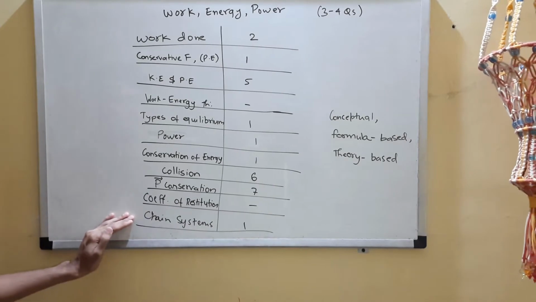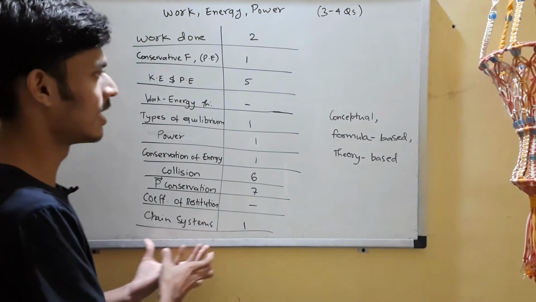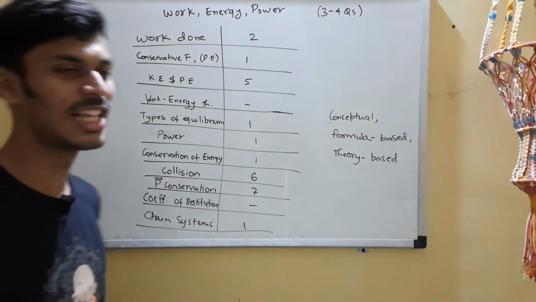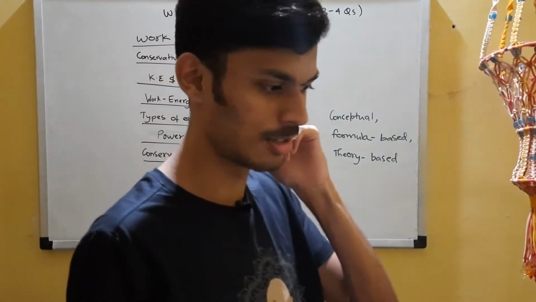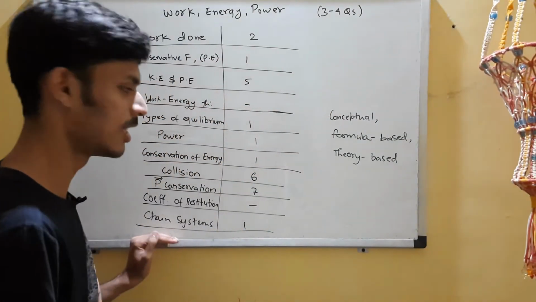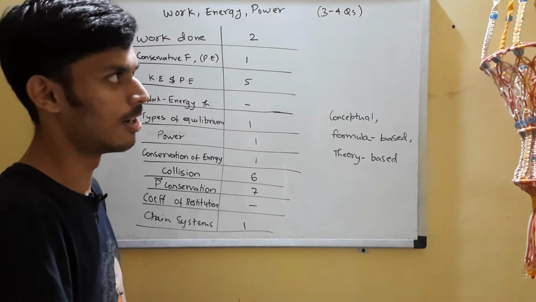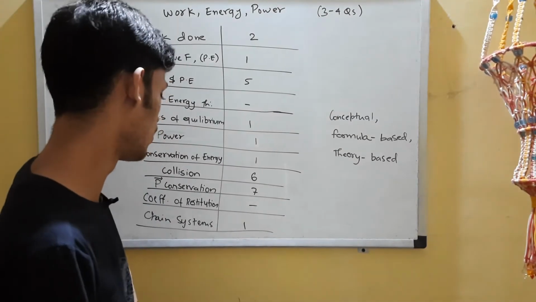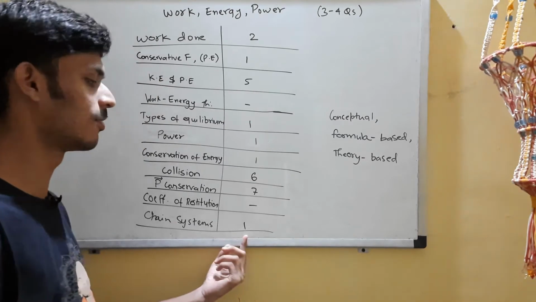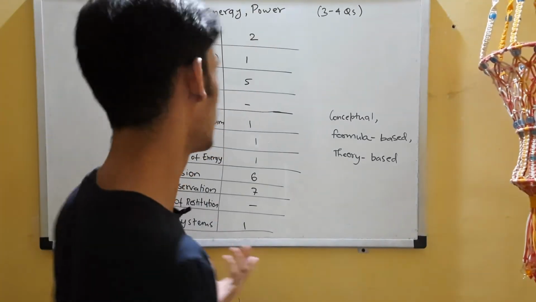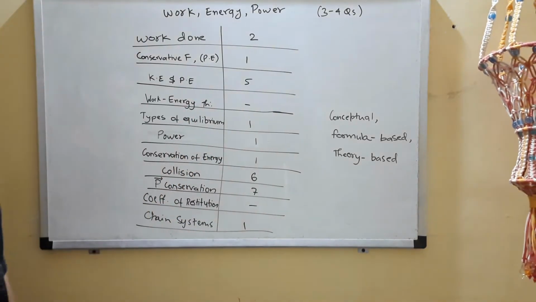Okay, so the next topic is chain systems. Again, this is a subset of potential energy. I would say this is a particular type of question. Chain problems, those you might have seen in your book. One question was asked on this chain problem. So majorly it's based on potential energy.